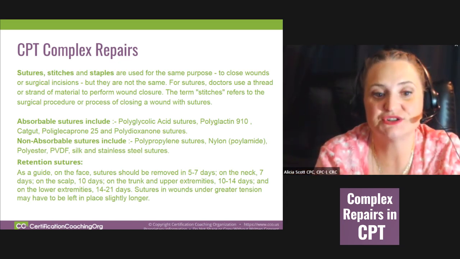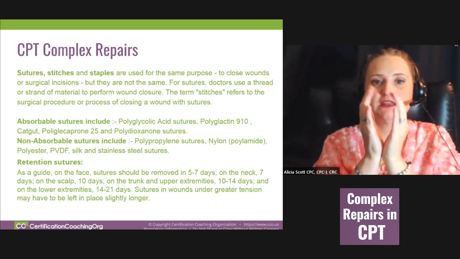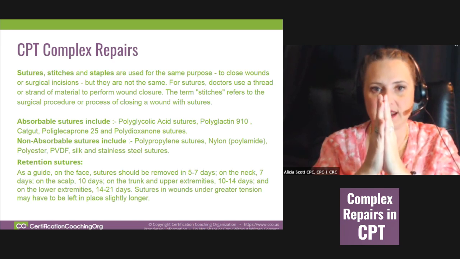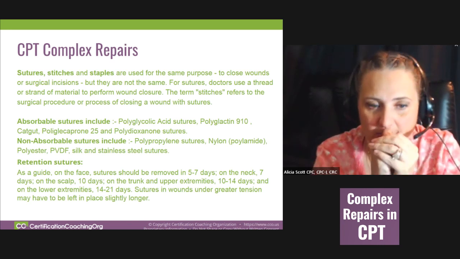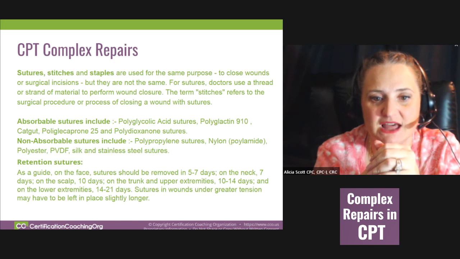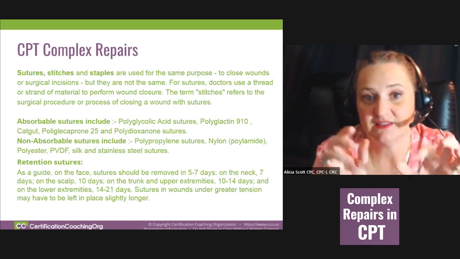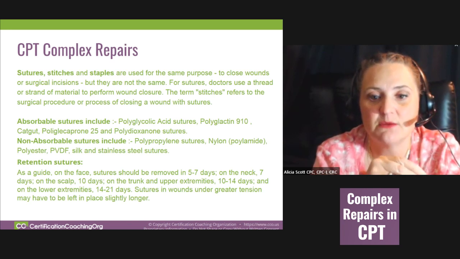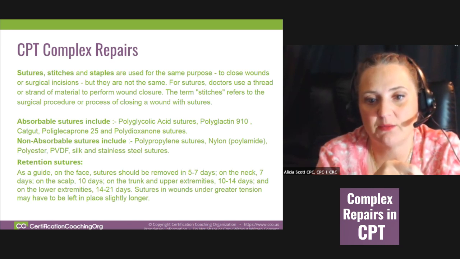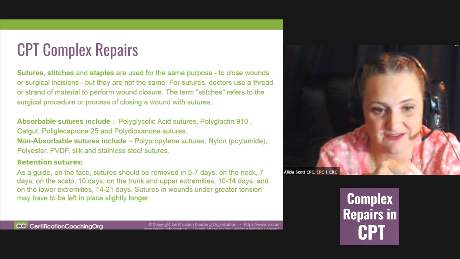Non-absorbable sutures are sutures that need to be taken out. Okay, so the ones that they do inside are going to be absorbed into the body. That's why we're going to be able to close it up on the top. And non-absorbable sutures, you're going to see things like polypropylene sutures. That's one of the most common that I see in documentation. Nylon sutures, which they'll say polyamide or polyester. I don't see that very often.